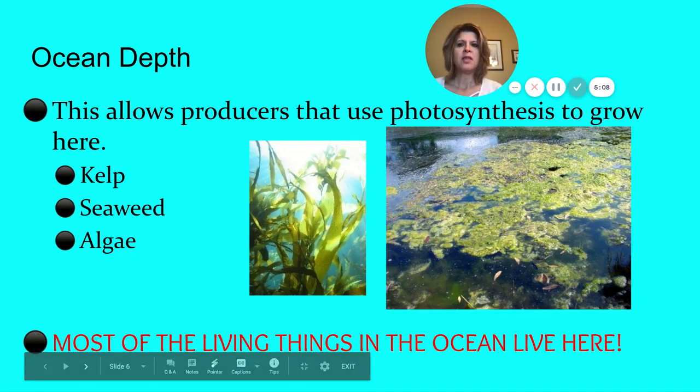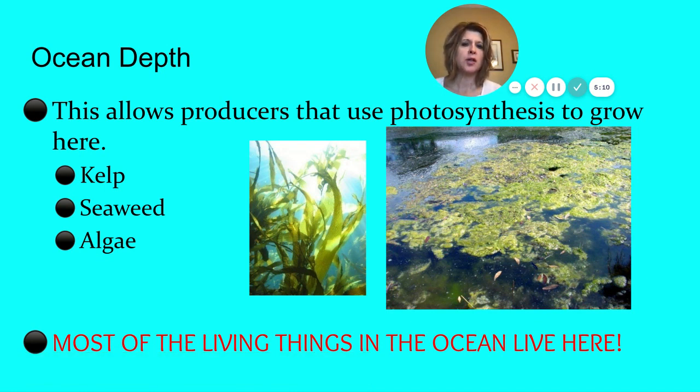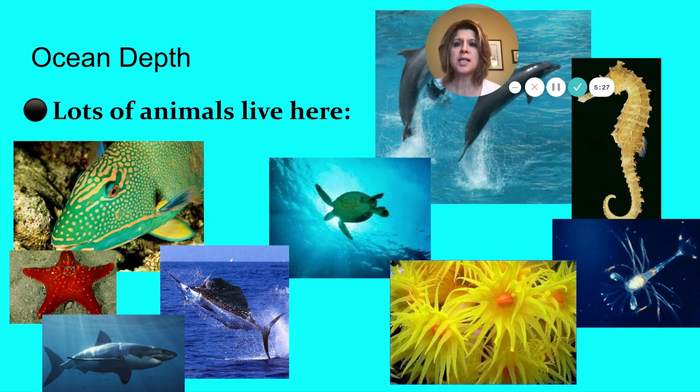Ocean depth. This allows producers that use photosynthesis to grow here. The kelp, the seaweed, the algae. Most of the living things in the ocean live at the very beginning or top of the ocean surface, known as the sunlight zone. Lots of animals live in this zone because there's plenty of food for them to live.